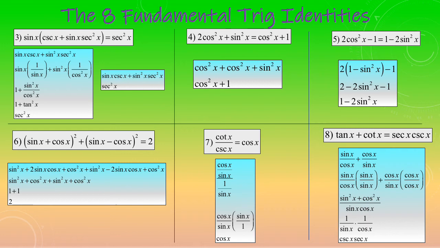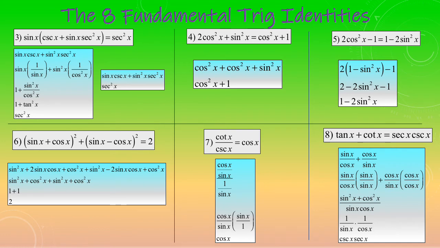Since we are adding two fractions that have different denominators, we will get a common denominator, which is sine of x cosine of x. We multiply our first fraction by sine of x over sine of x, and our second fraction by cosine of x over cosine of x. And we are now left with sine squared of x plus cosine squared of x over sine x cosine of x. However, we realize that sine squared of x plus cosine squared of x is 1.